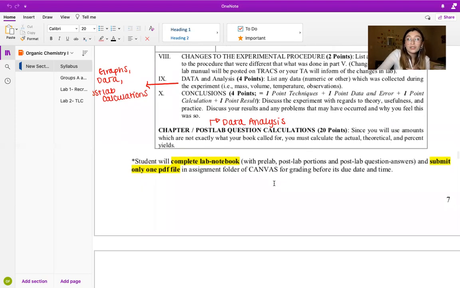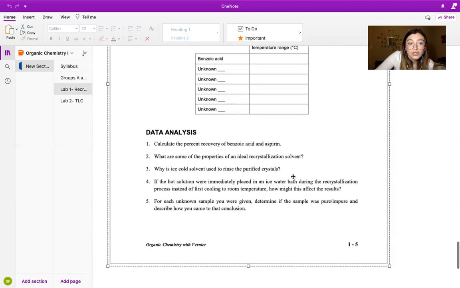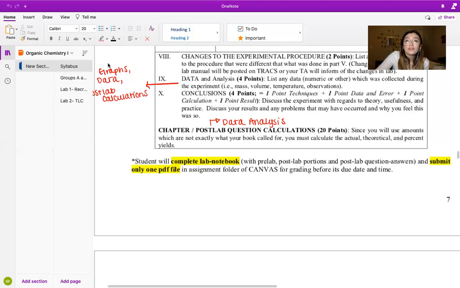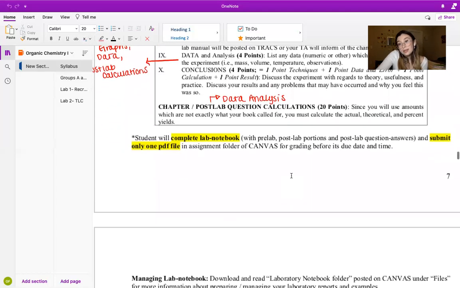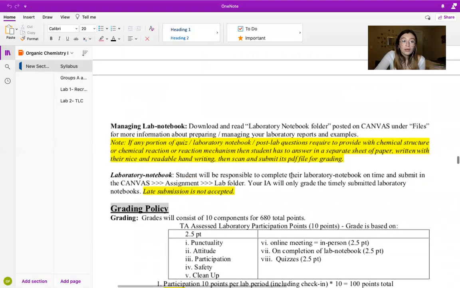Your post-lab questions are going to be found at the end of your lab. So these questions right here, sometimes they have data analysis, but they're the same things as the post-lab questions. These are going to be at the very end of your lab notebook, so please make sure not to miss these. I will definitely remind you if you have a lab or if I upload a video, like don't forget to put your data analysis, but it does have to be included in your whole lab notebook. And then you are just going to submit it as a PDF file. Okay.